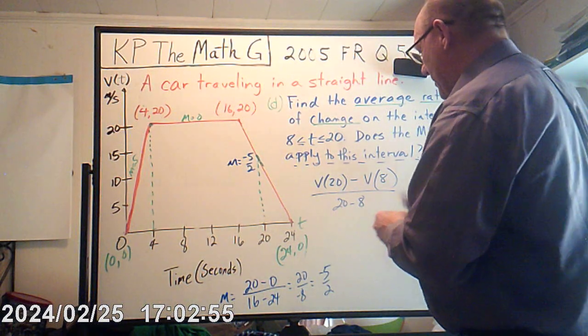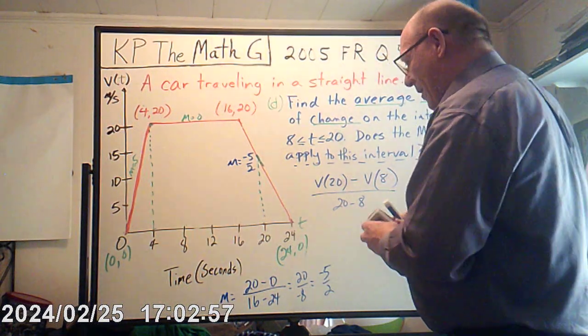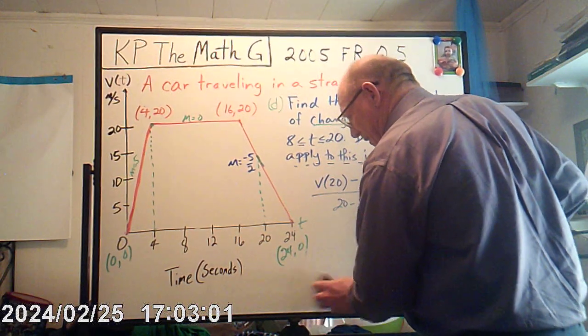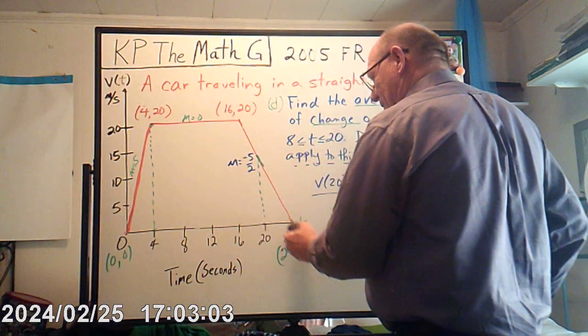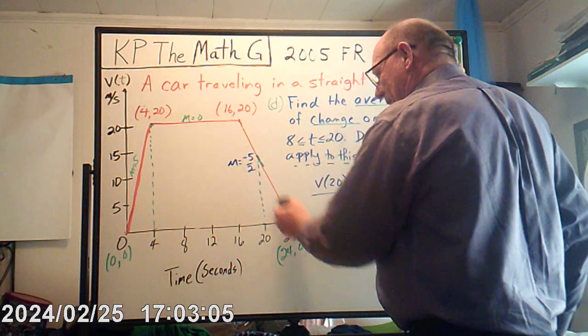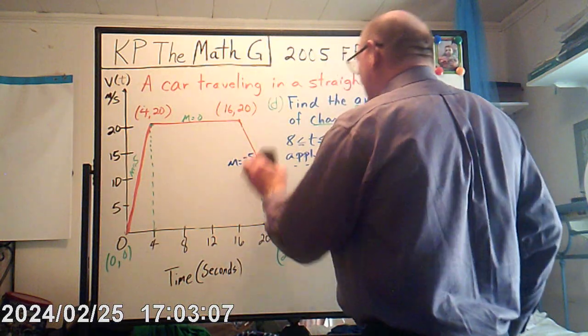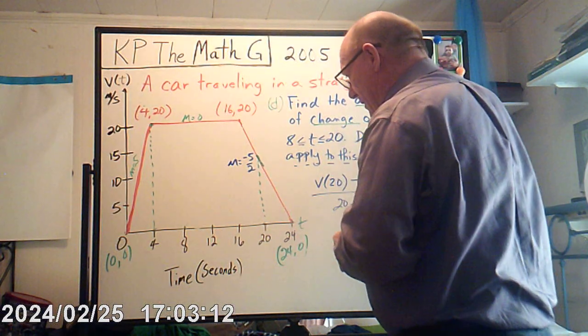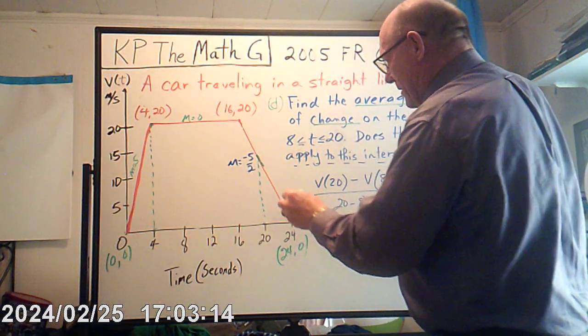So we found the slope, but that's not all we need. I want the equation of this piece of line right here. All right, so let's see. I've got my slope.